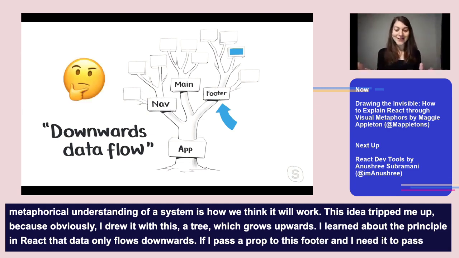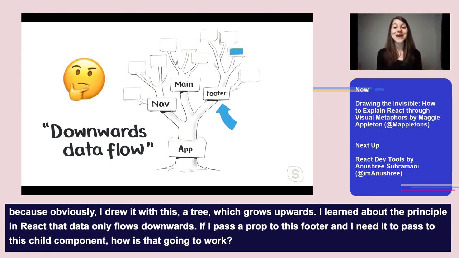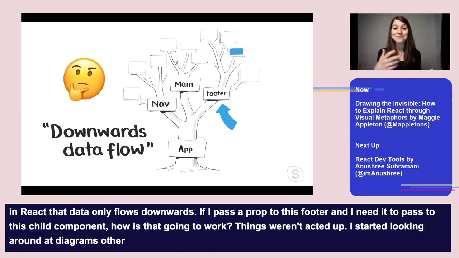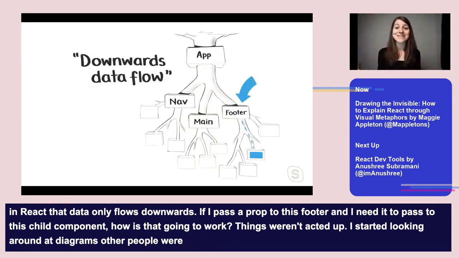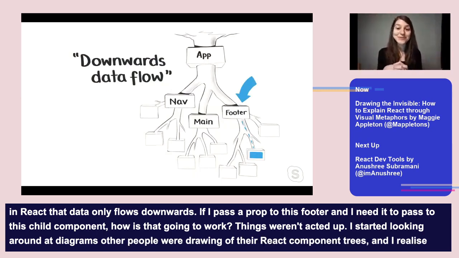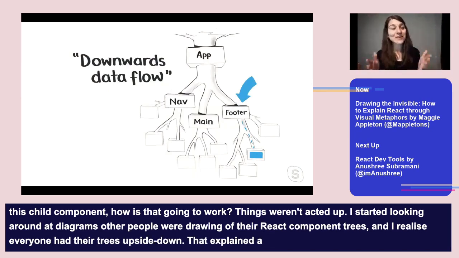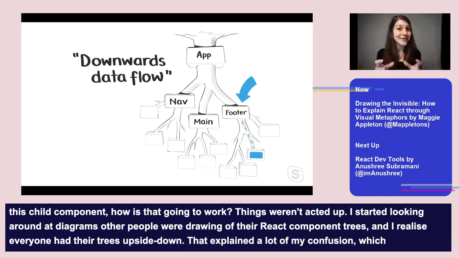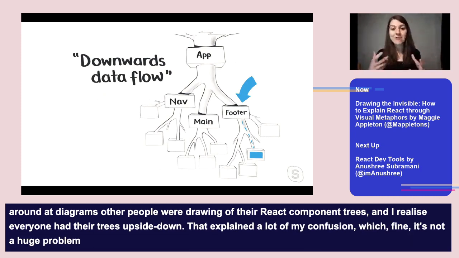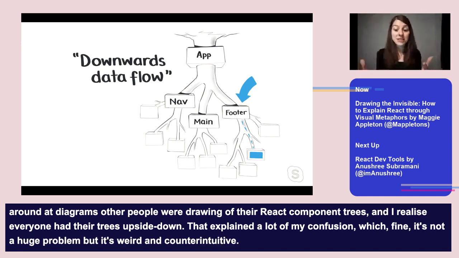So things were not adding up, but then I started looking around at diagrams that other people were drawing of their React component trees, and I realized that everyone else had their trees upside down. So that explained a lot of my confusion, which, okay, fine, it's not a huge problem, but it's a little bit weird and counterintuitive. So in my head, rather than use trees, I think it makes much more sense to just turn it into a potato plant.